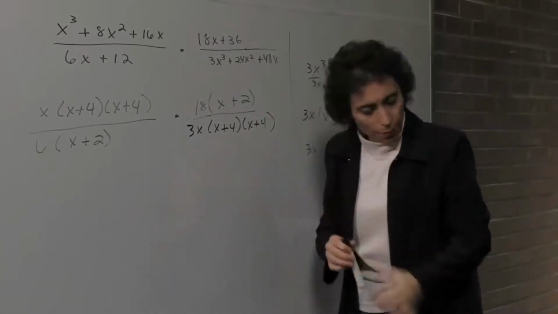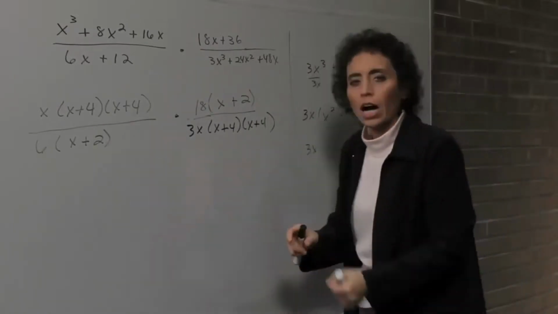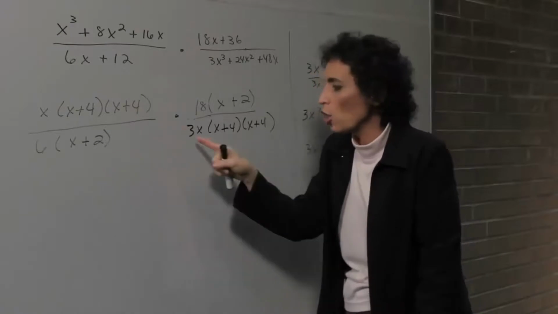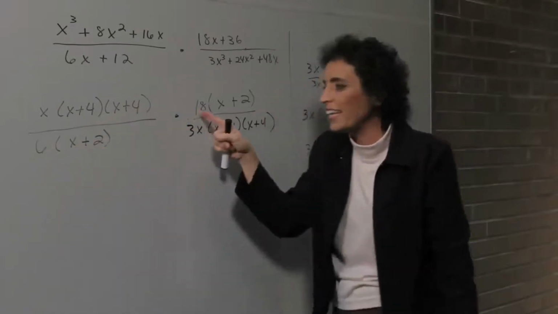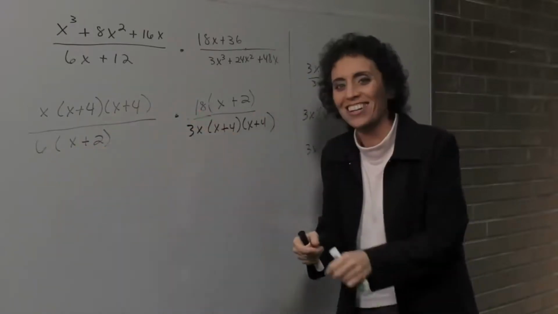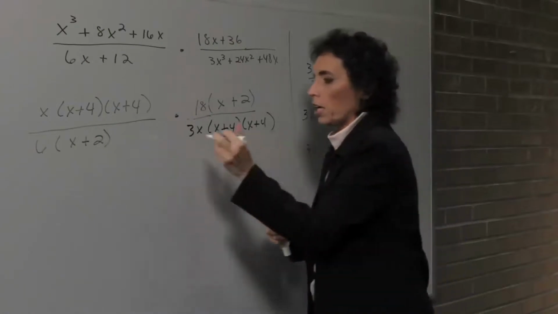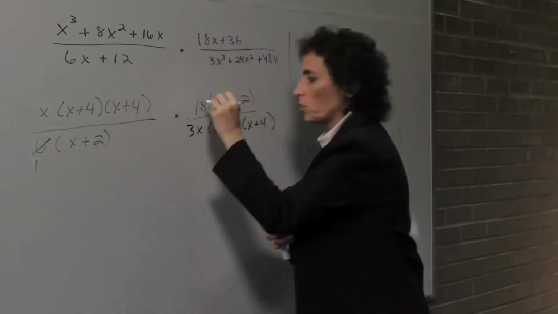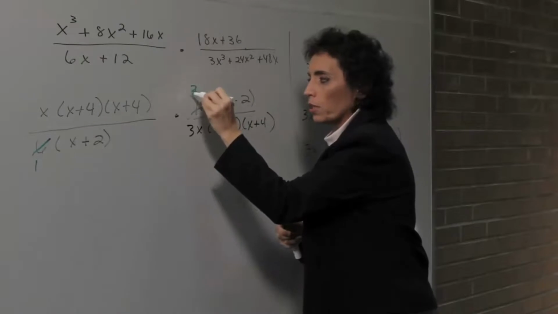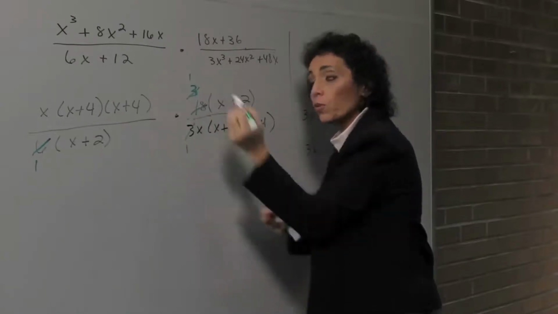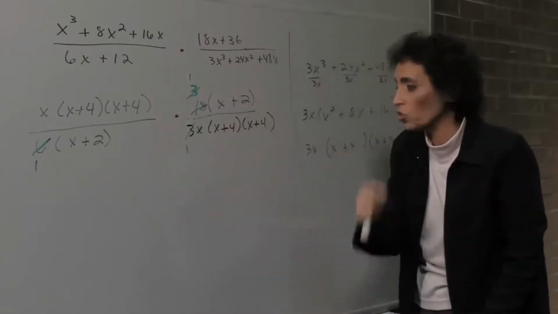So I want to keep you guessing. Do you know you could do this? 3 times 6 is 18. Everybody's out. You know why? Watch. 6 goes into 6 once. 6 goes into 18 3 times. 3 goes into 3 once. 3 goes into 3 once. All gone. Okay, but I could have done it in one shot.